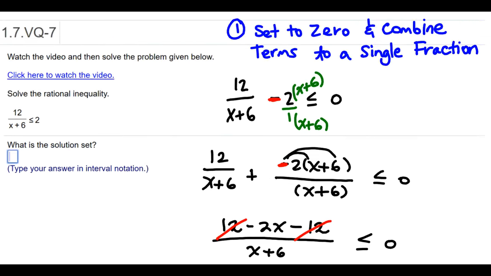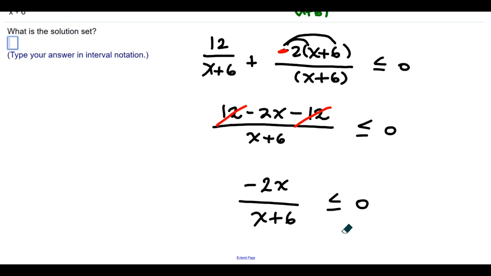Step number 1, set to 0 and combine terms to a single fraction. We've done that now. Single fraction on one side, 0 on the other side. Step 2 is to take that result and use it to find critical values.